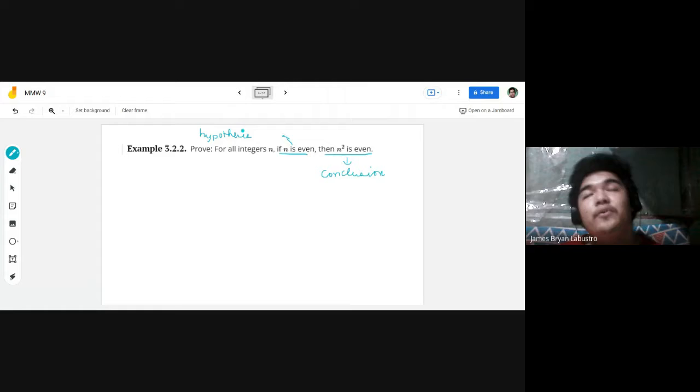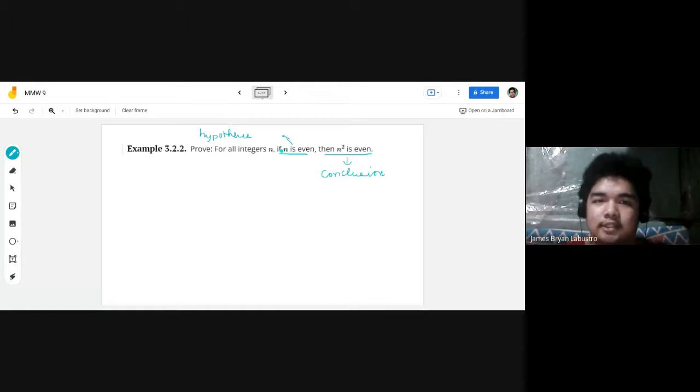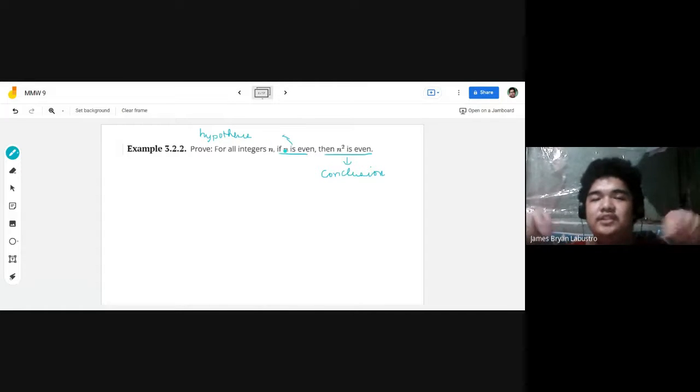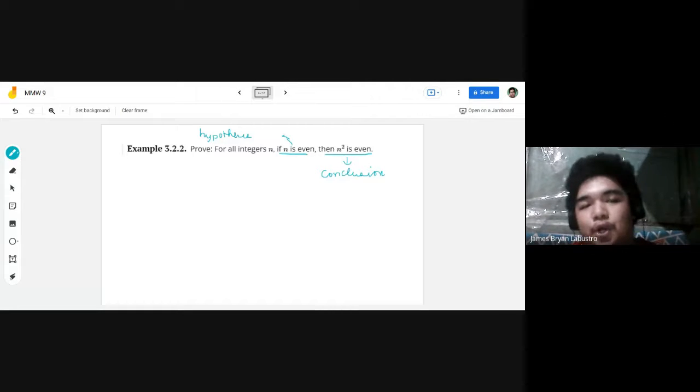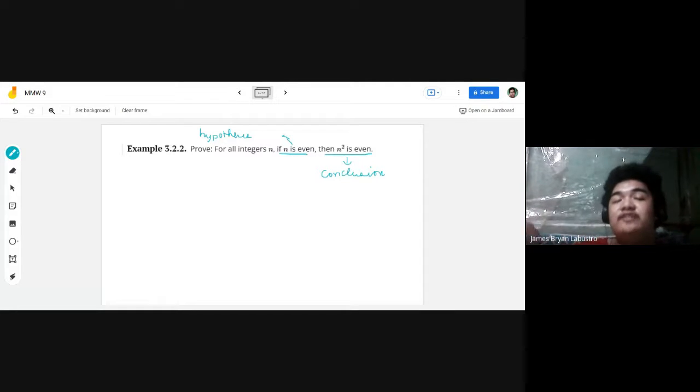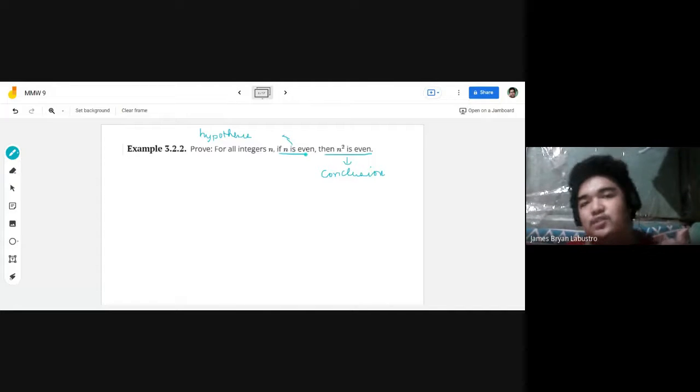Okay, as you remember in grade 8 days, sa mga hindi private school, hindi sa mga Ateneo na school, sa mga grade 8 days, we introduced reasoning and we introduced hypothesis and conclusion. So how are we going to use a proof for this statement? If n is even, then n squared is even.